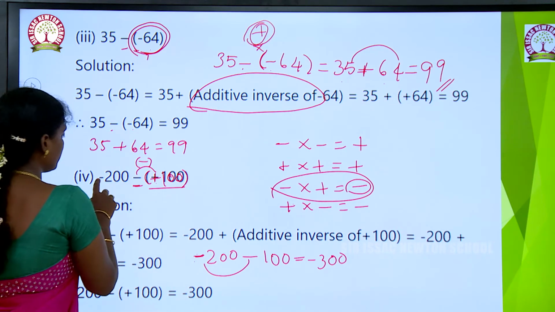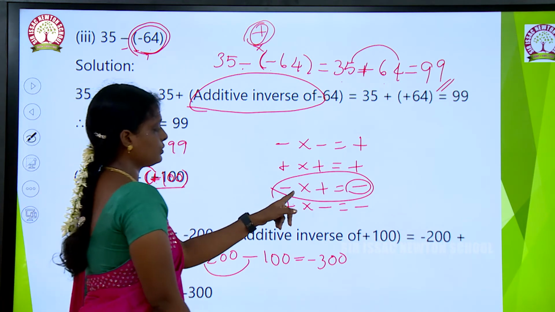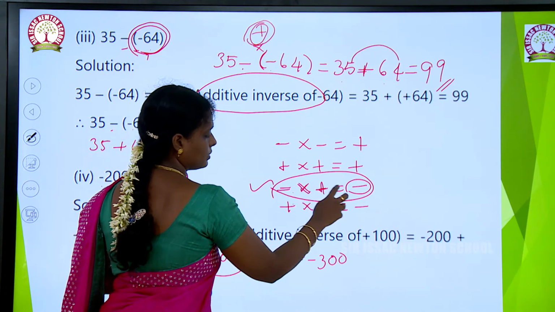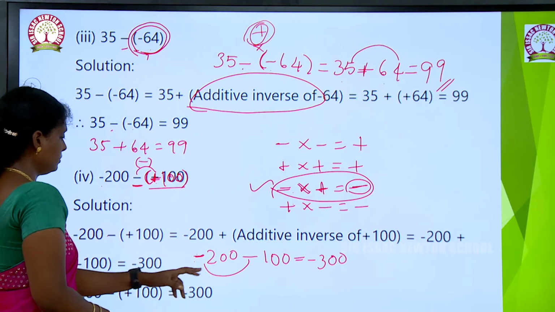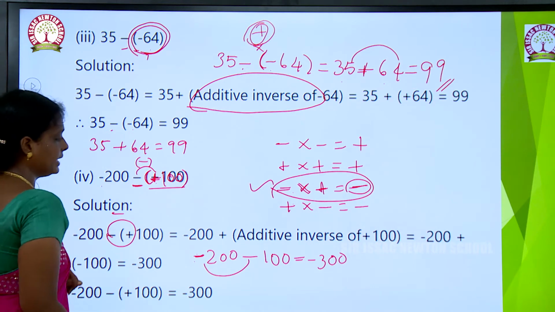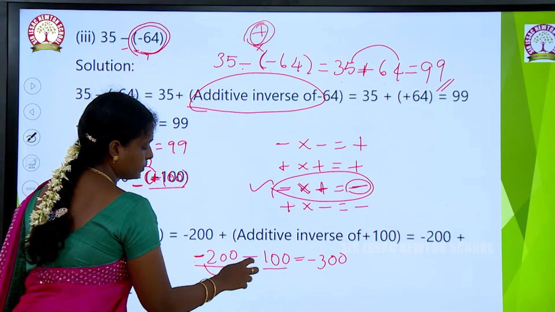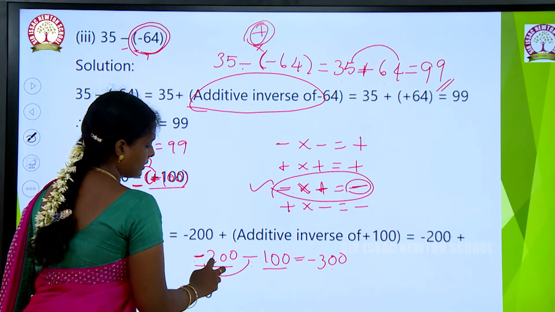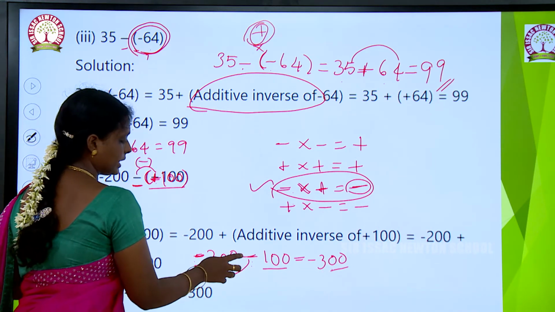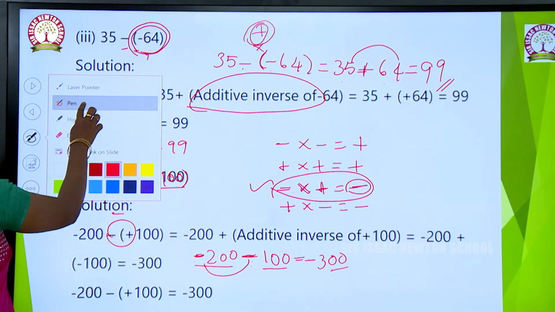I'll tell it again. So minus 200 minus of plus 100. You have to use this rule here. Minus into plus will become minus. So this one, minus into plus, has become minus. So minus 200 minus 100. If the signs are equal, you have to add. So I have added 200 and 100 to get 300. Here the sign is negative, so minus 300. Next question.